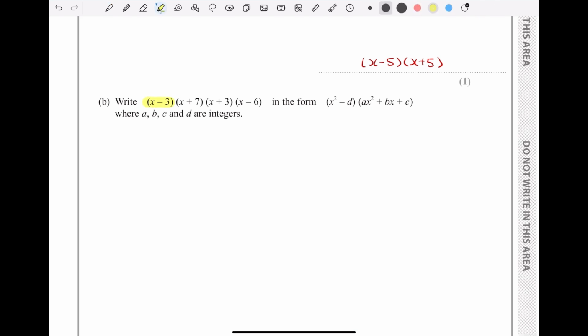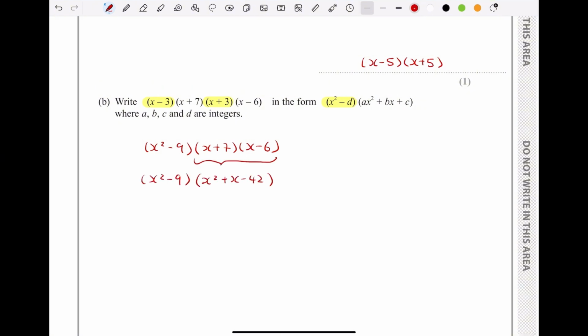Now, x subtract 3, x plus 3. If we factorize these two, we will get x squared take away 9. By expanding x plus 7, x subtract 6, we will have x squared plus x take away 42. And this is our final answer.